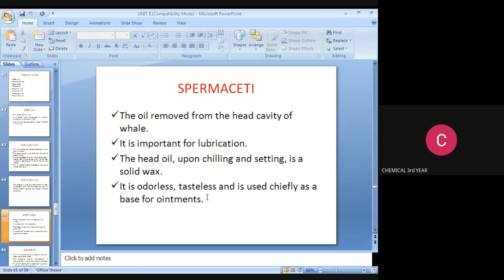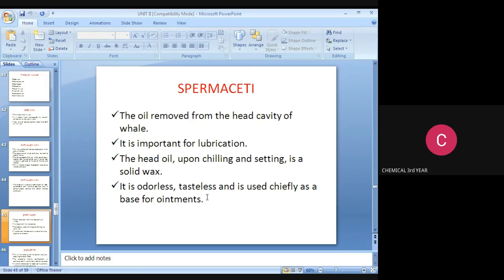Now, how is spermaceti wax produced? The oil is removed from the head cavity of the whale. That is important for lubrication purposes. The head oil, upon chilling and setting, forms a solid wax.